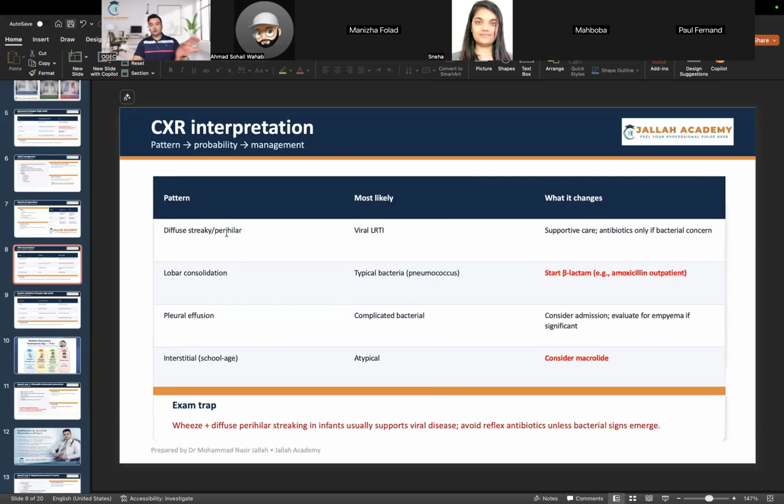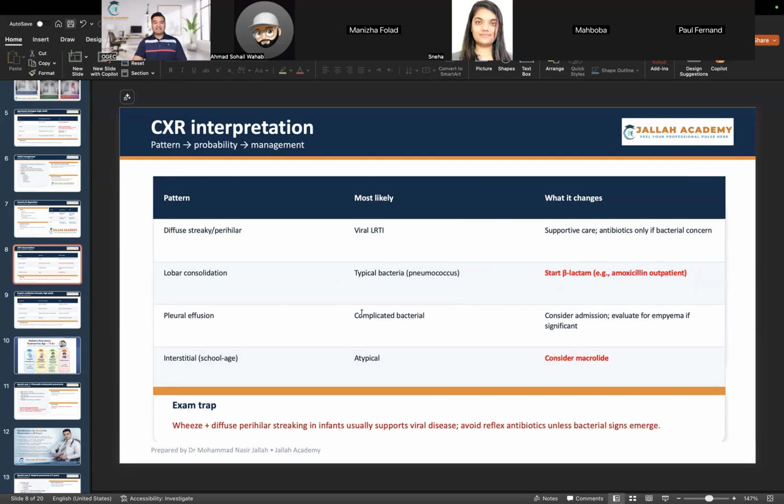Diffuse, these are the clues. Remember, characteristic X-ray finding. So, X-ray interpretation. If you see diffuse, streaky, perihilar, it is viral, treated as such, supportive, not antibiotic, unless it's complicated or superimposed with infection. Lobar consolidation, remember it is typical bacteria, pneumococcus, so you start amoxicillin as an outpatient.